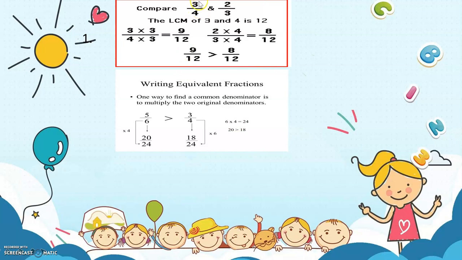We have here an example, 3/4 and 2/3. So what is the denominator? 4 and 3. Let's get the least common denominator to become 12. We're going to multiply 3/4 by 3 over 3. So 3 times 3 equals 9. 4 times 3 is equal to 12. So 9 over 12. For 2/3, let's multiply by 4 to make the denominator 12. Do the same, right? So 2 times 4 equals 8. 3 times 4 is equal to 12. So that's why 9/12 is greater than 8 over 12. Or 3/4 is greater than 2/3. Okay?